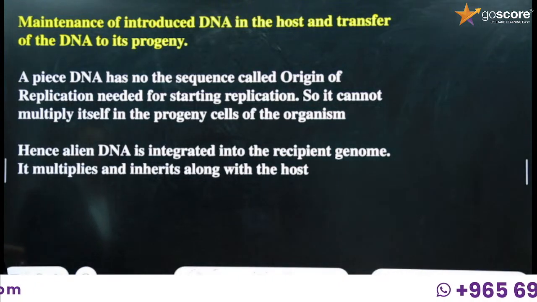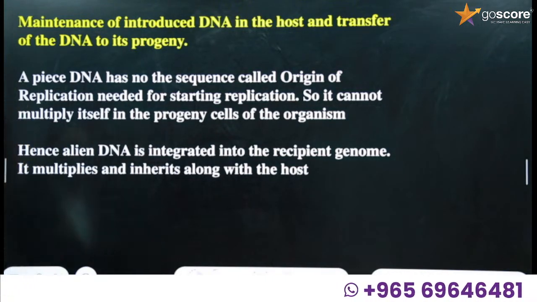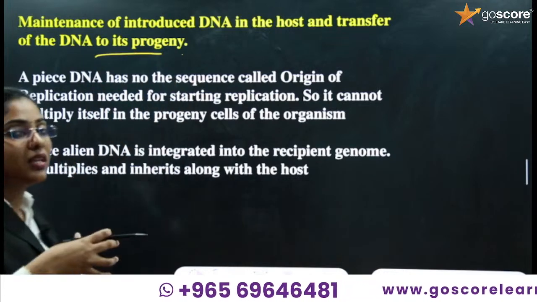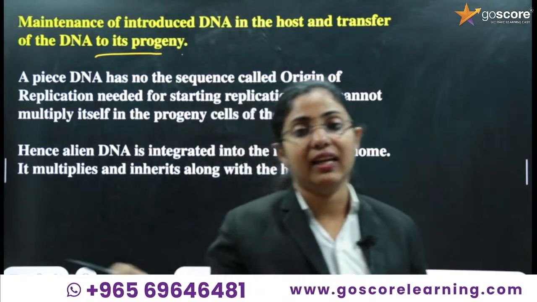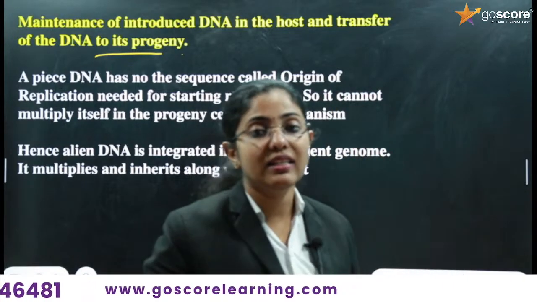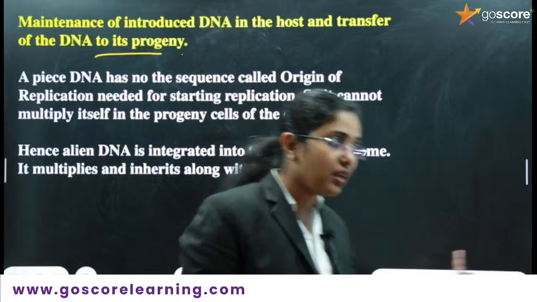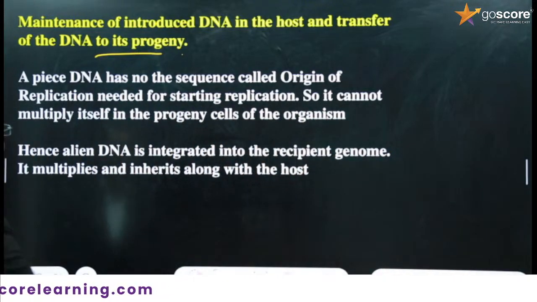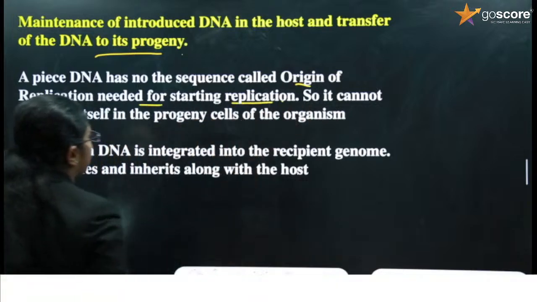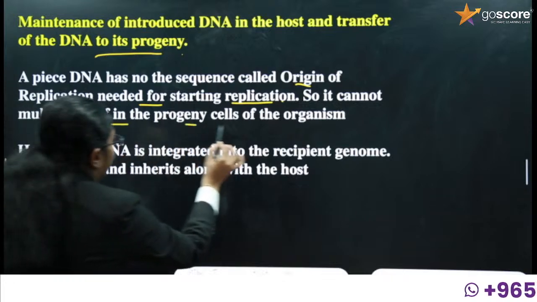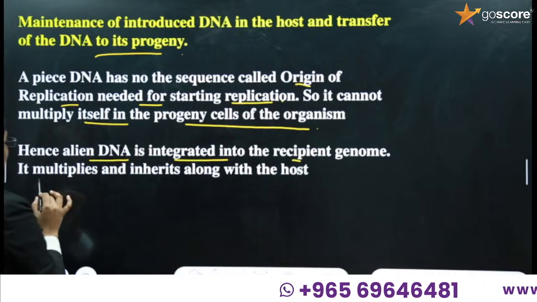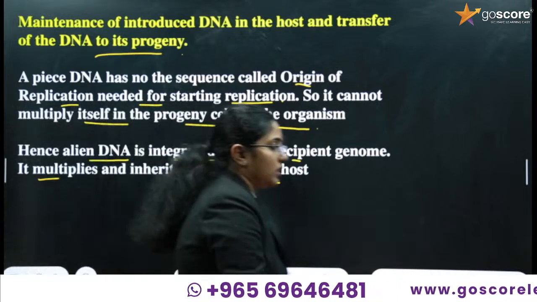The next step is maintenance of the introduced DNA in the host and transfer of DNA into its progeny. Once it has entered the host cell, as I have mentioned, it should be retained, maintained, and able to replicate in the next generation. A piece of DNA has no sequence called the origin of replication, needed for the starting of replication, so it cannot multiply itself in the progeny cells of the organism. Hence, alien DNA is integrated into the recipient genome. It multiplies and is inherited with the host.